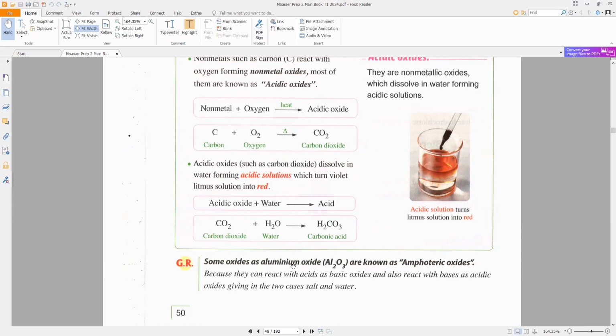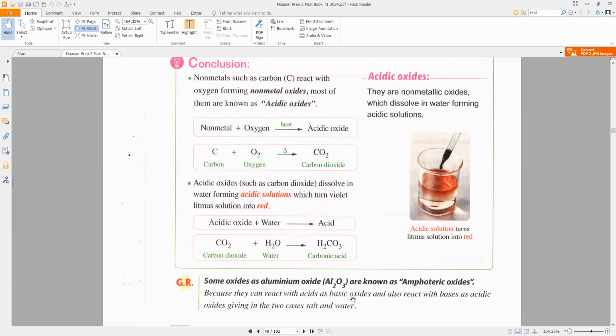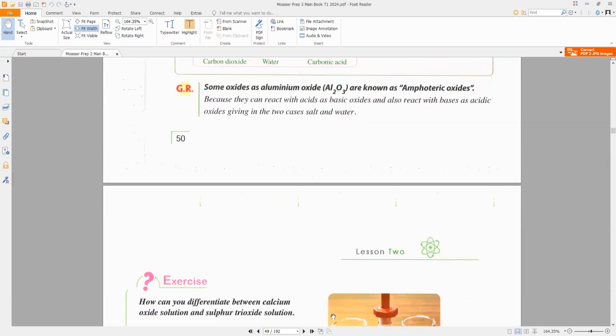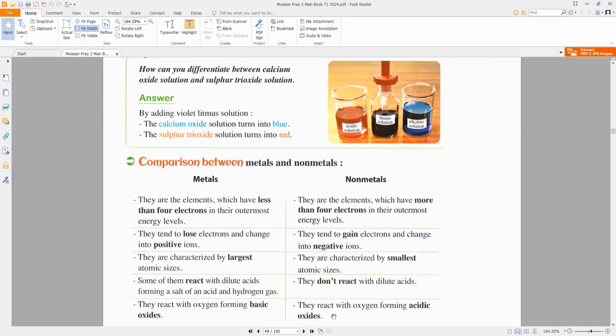So aluminum reacts with the acid as a basic oxide. So it can be a metallic oxide and can be a non-metallic oxide. Why do you call aluminum amphoteric? Because it can react as a basic oxide and as an acidic oxide. It reacts with acid as a basic oxide and reacts with base as an acidic oxide. And in each case, when base and acid react, it forms salt and water.